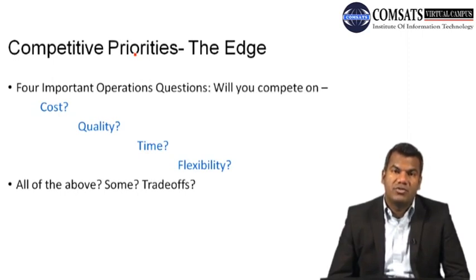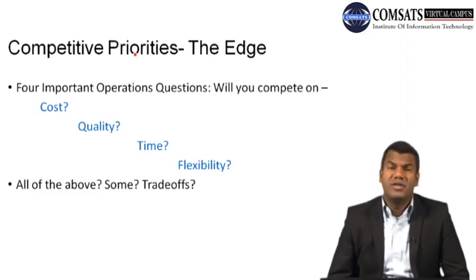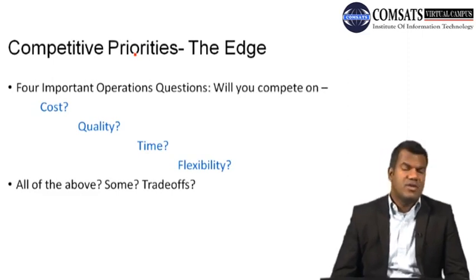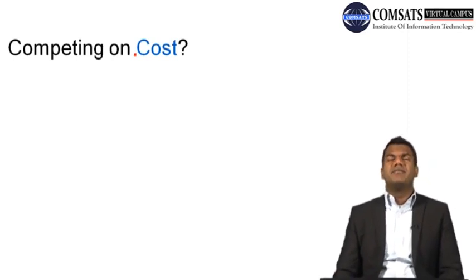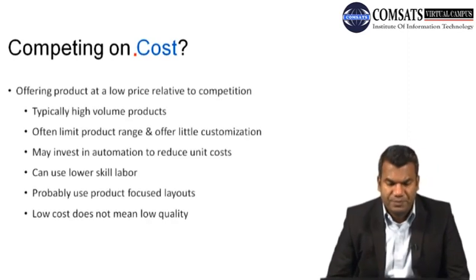Number one, your cost. Number two, quality. Number three, time. And number four, your flexibility. And all of them, yes, all of them are exactly important, and not some. And there are trade-offs. Now, when we are competing on cost, what happens?